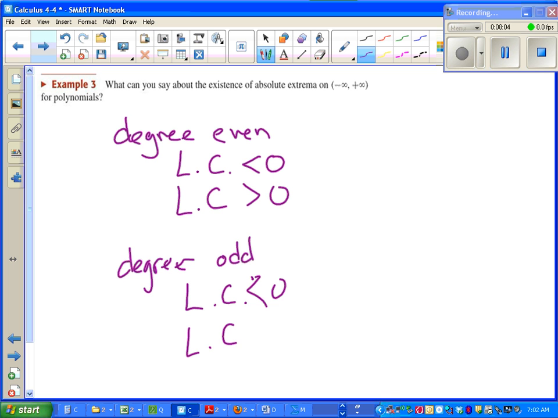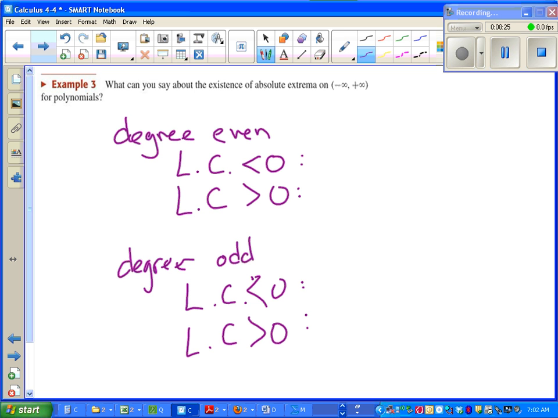This is an Algebra 2 topic, just using a calculus word, absolute extreme. You should be able to use what you know about Algebra 2 polynomials and honors pre-cal and tell me what you know about absolute extremes on both of these.